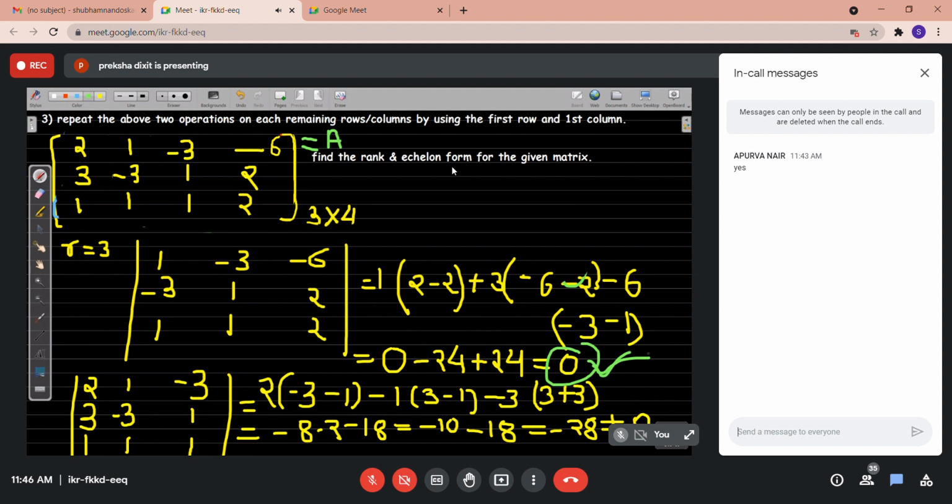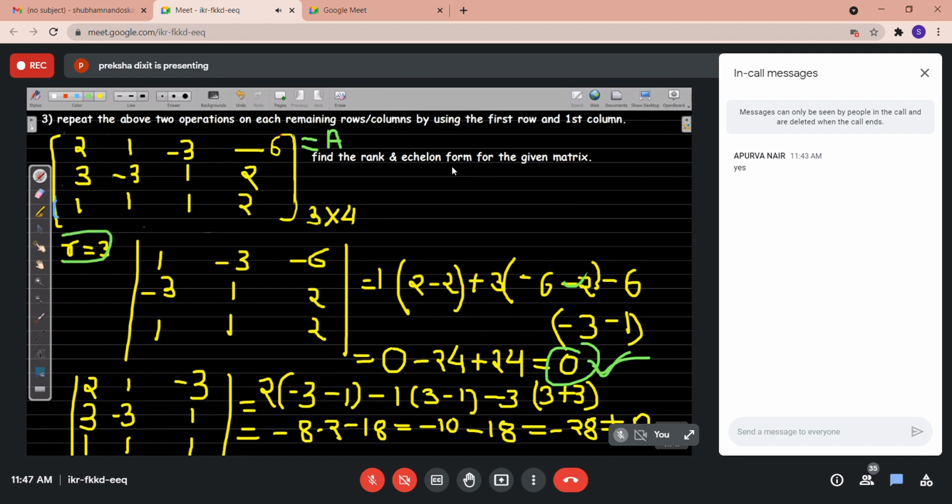I can write more than one, and if any one of them has a non-zero value, then I am sure that its rank is going to be 3. Otherwise, I have to proceed with r is equal to 2. If I get the value of r as 2, then I have to proceed with r is equal to 1. Okay, now we are on the calculation of r is equal to 3. One of the minors I have calculated and its value is 0.